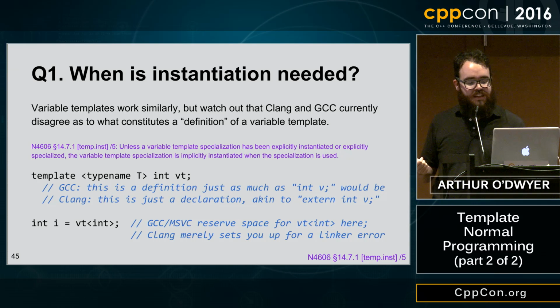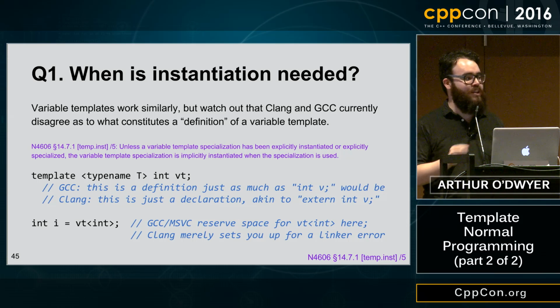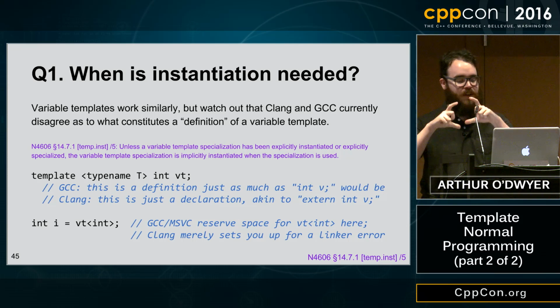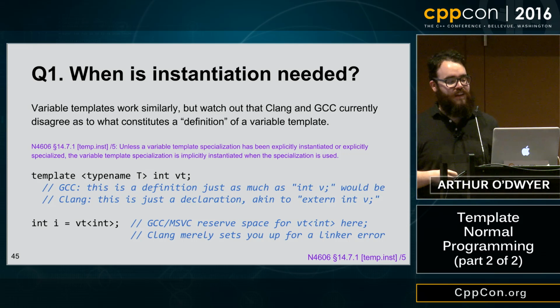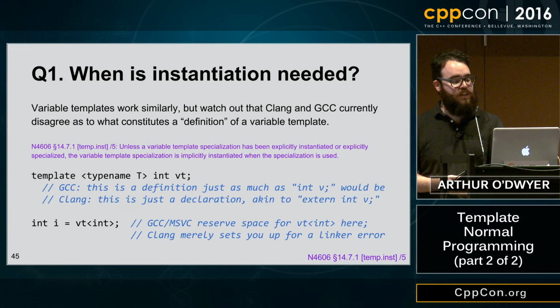For Clang, for some reason, this is just a declaration. I don't really understand it. It's as if you put the extern keyword in front of it. If you wanted it to be a definition, you would need to actually initialize it. You'd say equals 0 or empty curly braces or something. And then it would say, okay, this is now a definition for sure. I feel like this is a bug in Clang, but I don't really know.